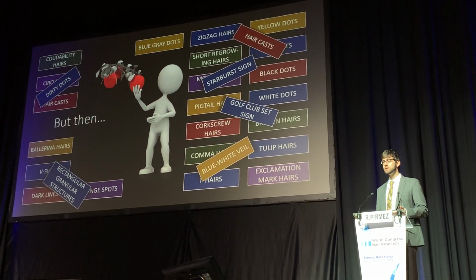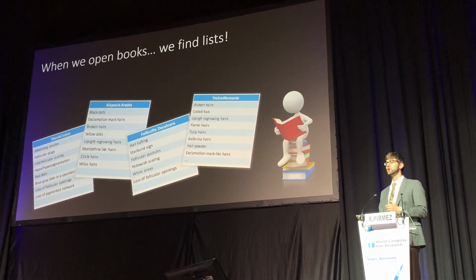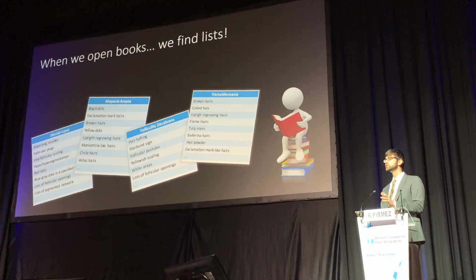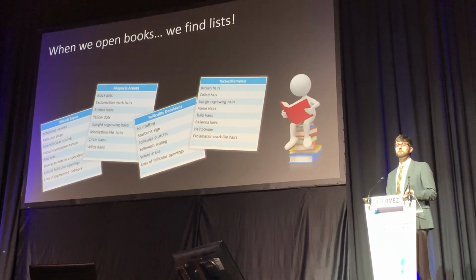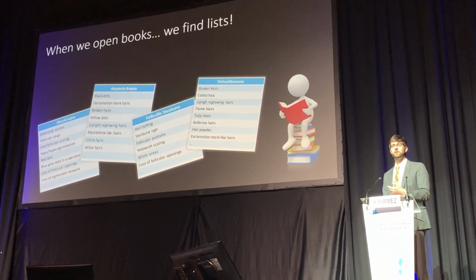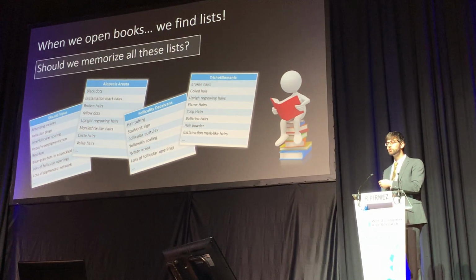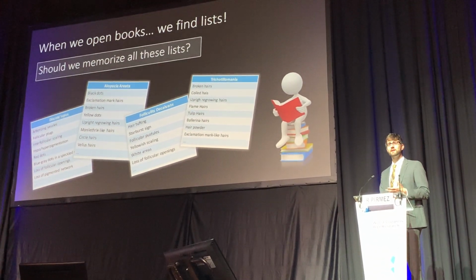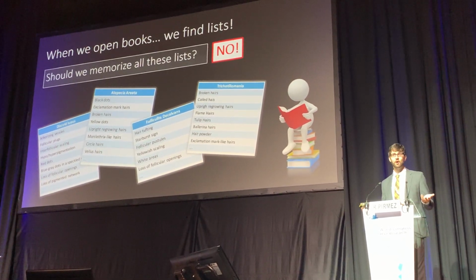And when we open the books, we find lists of names. There are lists of trichoscopic features for each one of the different hair disorders. Lists are very good for reference, but not for diagnosing patients. So should we memorize all of these lists, all of these names? And of course the answer is no.